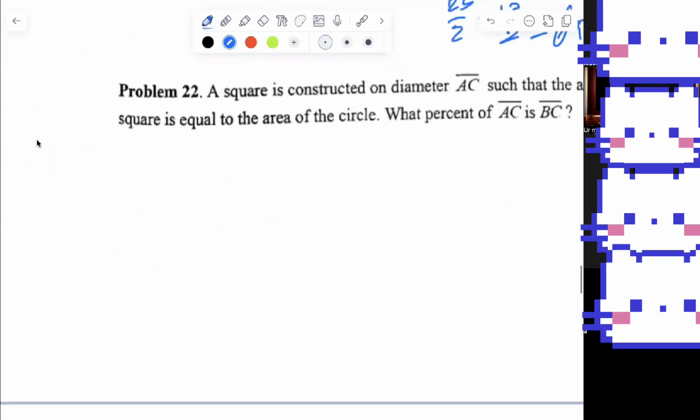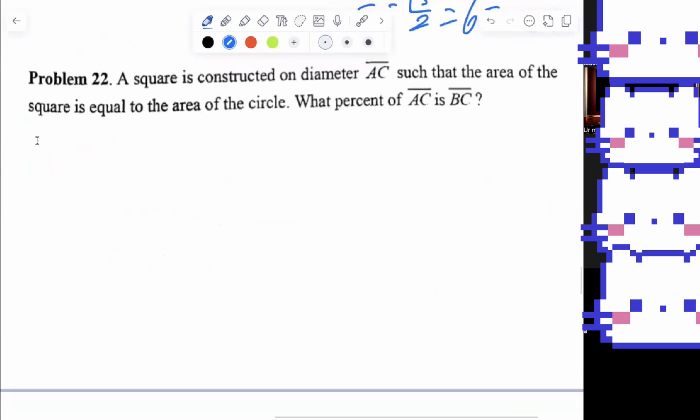Move on to 22. The square is constructed on diameter AC, such that the area of the square is equal to the area of the circle. What percent of AC is BC? I'm gonna let you guys have a go on this. So they're basically asking what is AC divided by BC. That's just what they want to find.